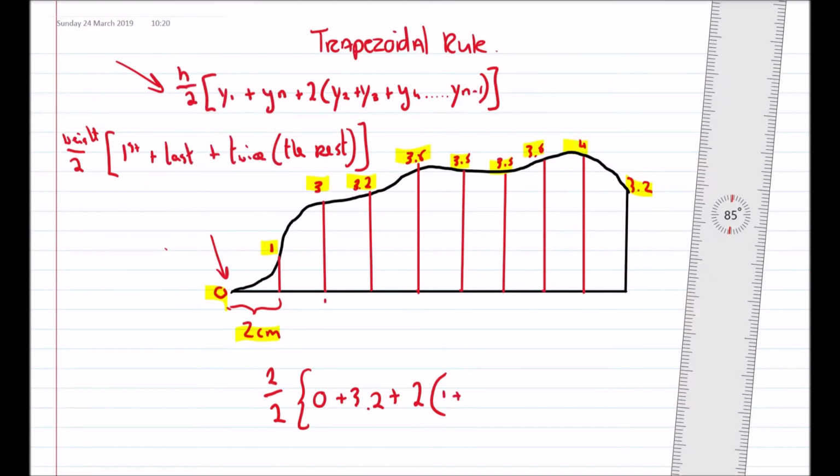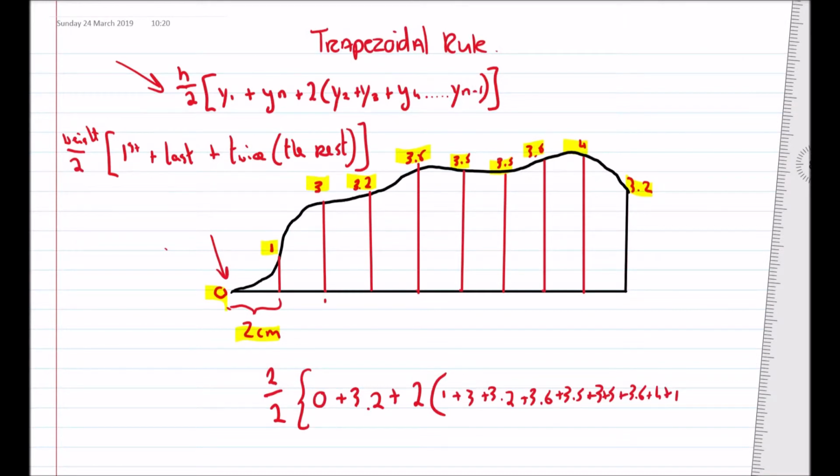So 1 plus 3 plus 3.2 plus 3.6 plus 3.5 plus 3.5 plus 3.6 plus 4 plus 3.2. And we work that out. Okay, so just remember our BODMAS. It'll be adding all these together first, then multiplying by the 2, then adding this to it, and then working out what this is. So we'll start from the middle out.